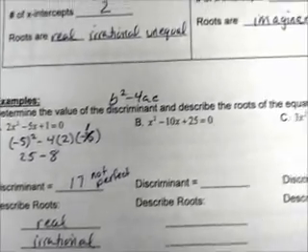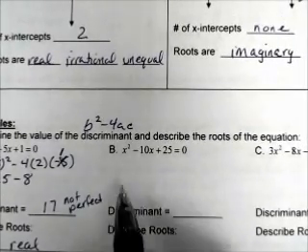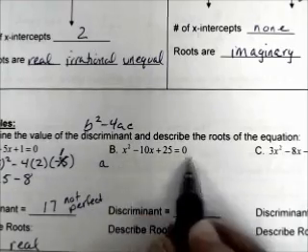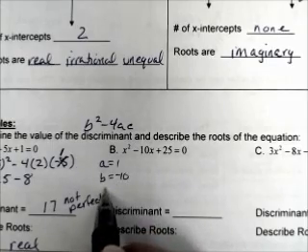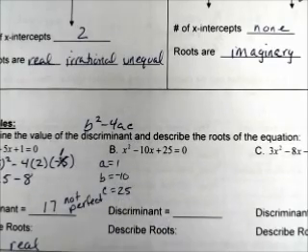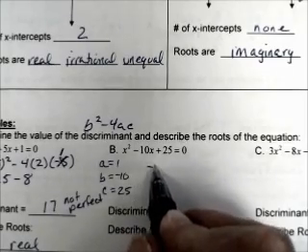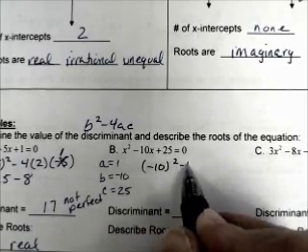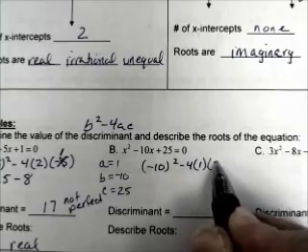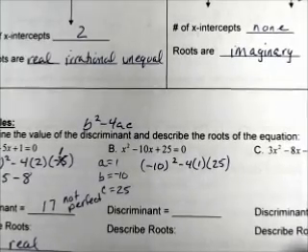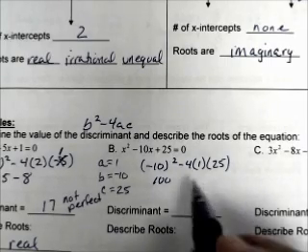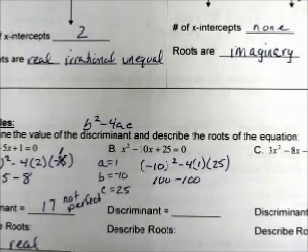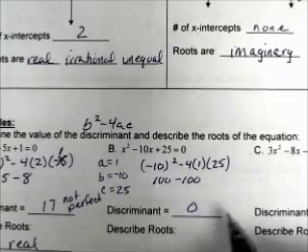We want to do the same for B and C. Again, this is in standard form. The A value is 1, B value -10, and C value 25. So we're looking to plug these values into B squared minus 4AC. -10 squared minus 4 times A, which is 1, times C, which is 25. 10 squared is 100. Subtract 4 times 1 times 25, which is 100. So our discriminant value is 0.